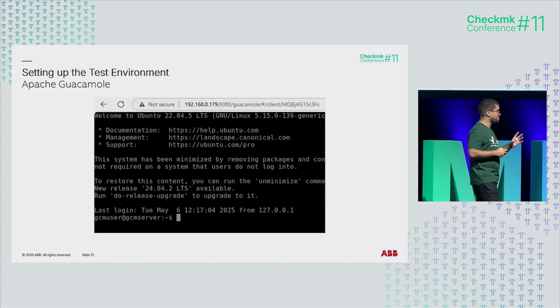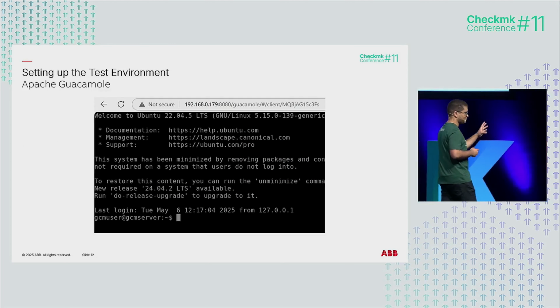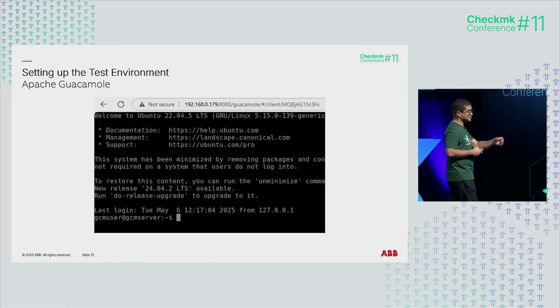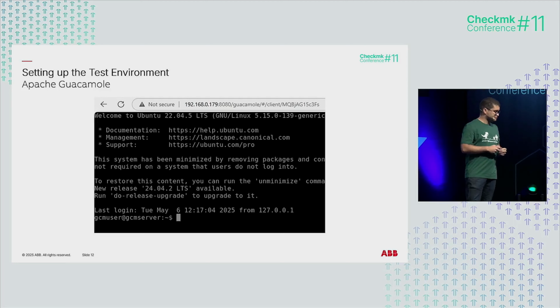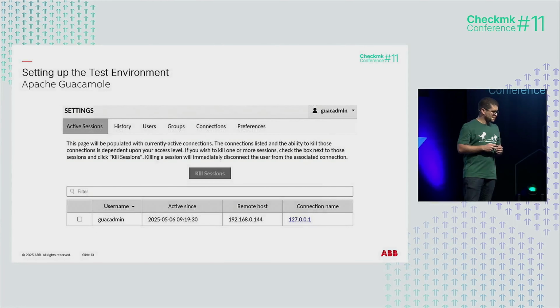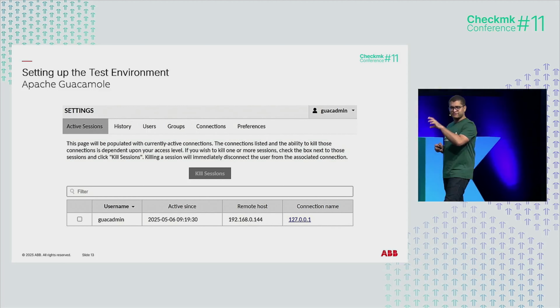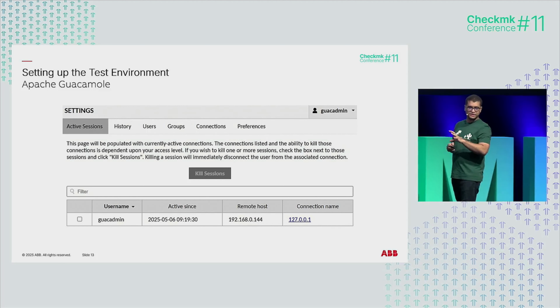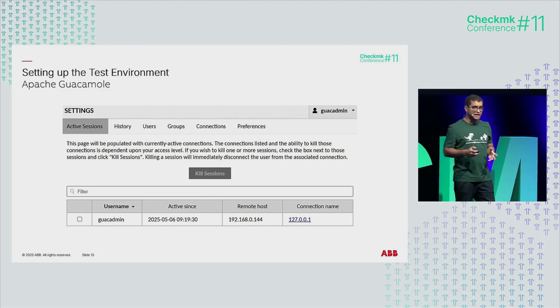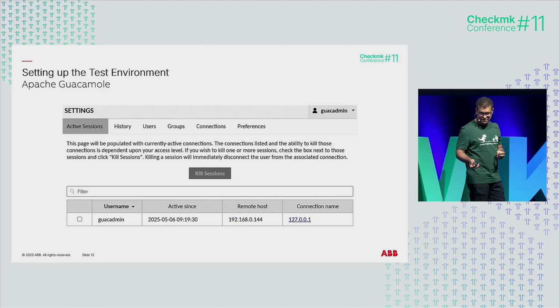Here is Apache Guacamole working, right? So we have a web browser, we have an SSH session connected to itself. Here we have the location where I can find that info. So in the settings page, I have the active sessions that are running. So at this moment, I have only one.